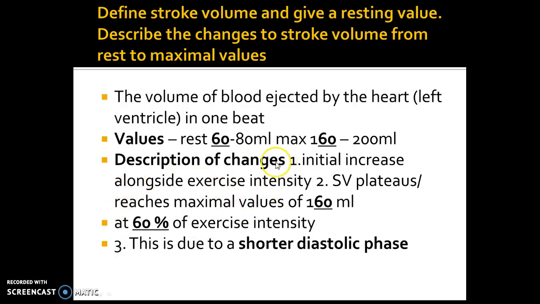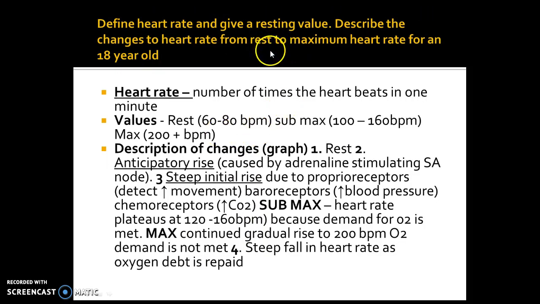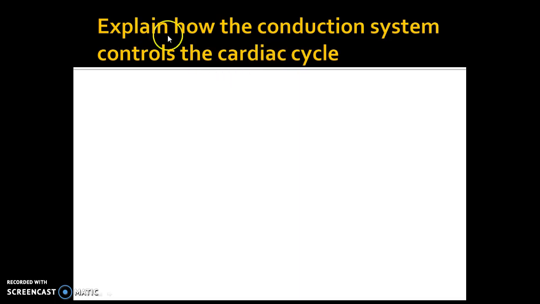I say to students on this, you need to learn that concept. 60 at rest millilitres, 160 at max. However, max stroke volume is reached at 60% of exercise intensity due to a shorter diastolic filling phase. Okay, going on to the next one then. We'll explain how the conduction system controls the cardiac cycle. This did come up 2 years ago, so we'll just put it in for a bit of practice.